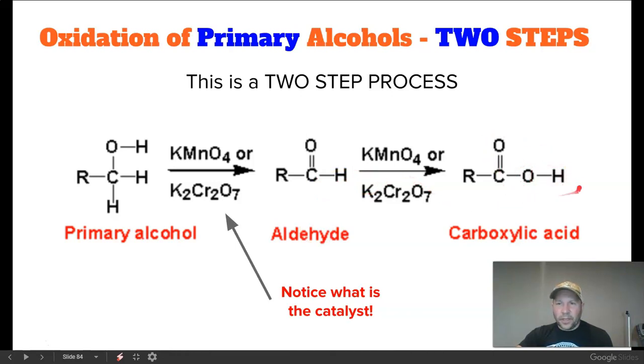This is a carboxylic acid. It's got the carbonyl group next to a hydroxyl group. So if you have a primary alcohol and you mix it with these catalysts right here, they will actually make a carboxylic acid. Something to keep in mind. So it goes through a 2-step process and makes that right there.